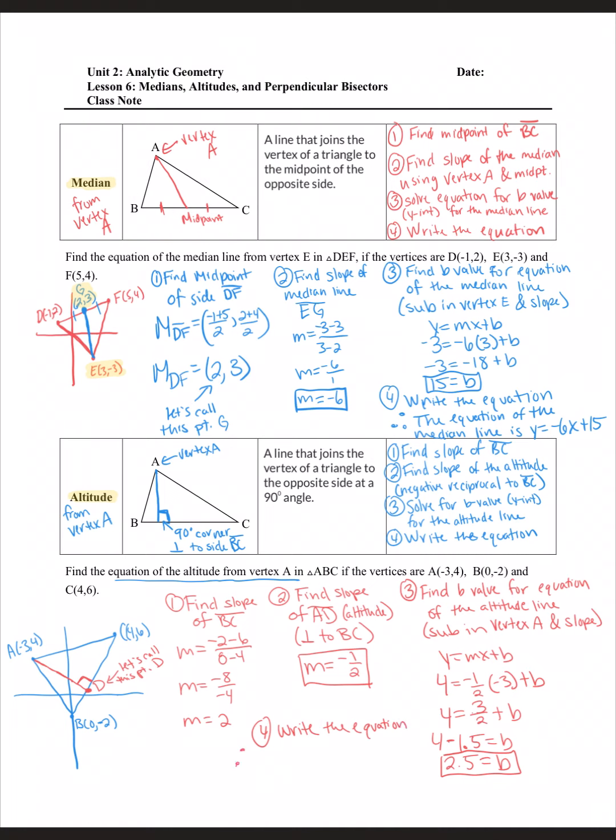So we can say, therefore, the equation of the altitude is y equals, and I'm going to make everything decimal since we did with our y-intercept, -0.5x plus 2.5. Okay, so we've looked at finding the equation for a median. For an altitude, we have one more to look at.